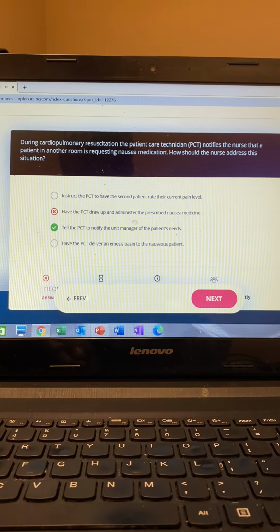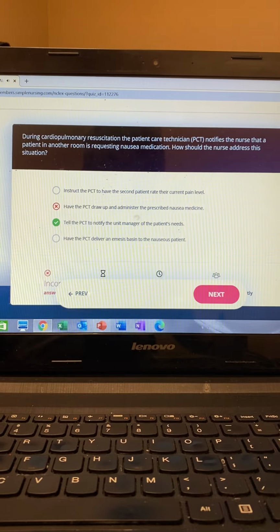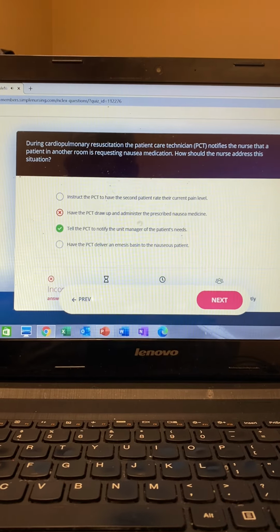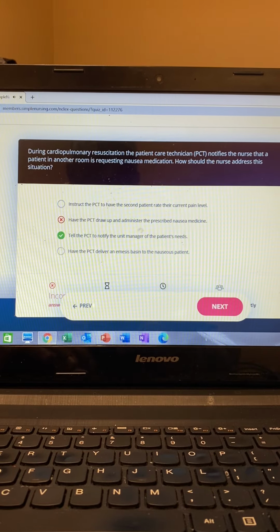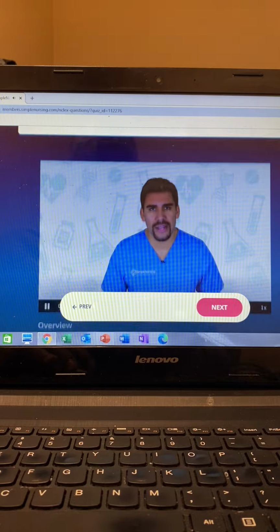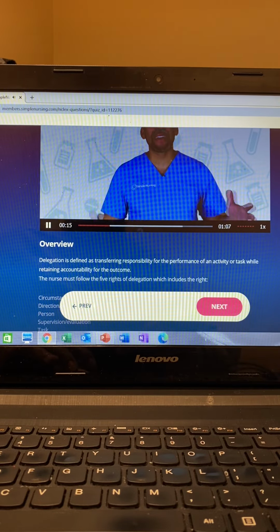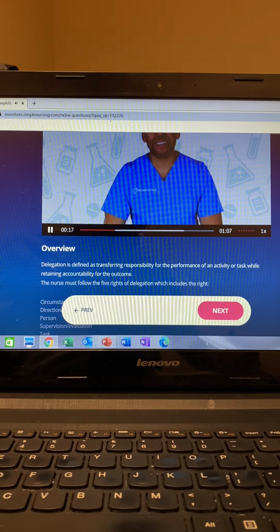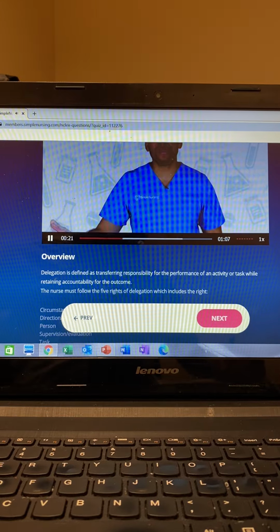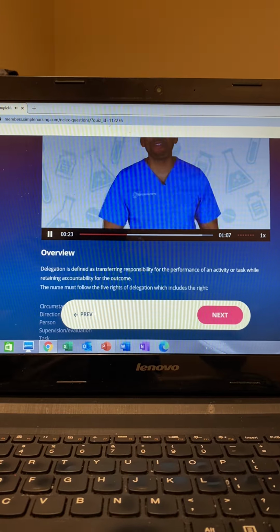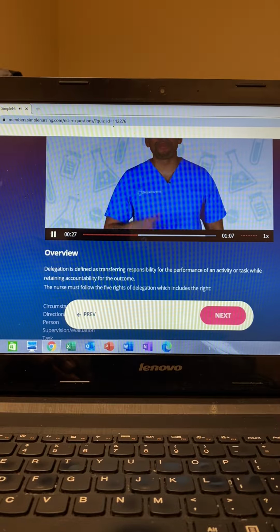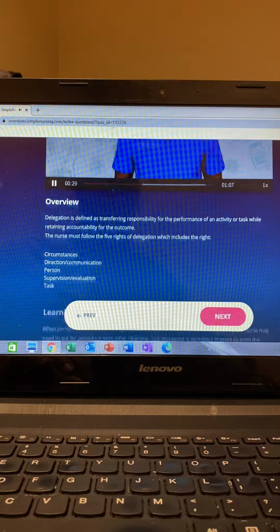Now, using our 3 steps, let's break this down. This question's asking about the nurse's response to the key problem, the patient care tech that tells the nurse during CPR that another patient wants nausea medication. So guys, the first thing I'm thinking, if you're doing CPR on a patient and one of your techs comes in, the basic thing is just to reroute them somewhere else. So obviously you need someone else to give that medication. So the solution, address the patient's needs with someone else.